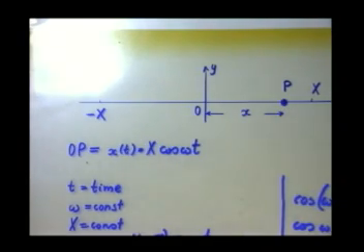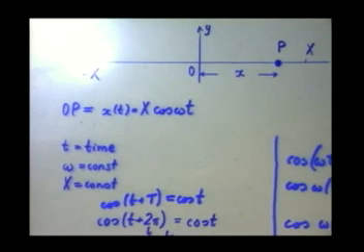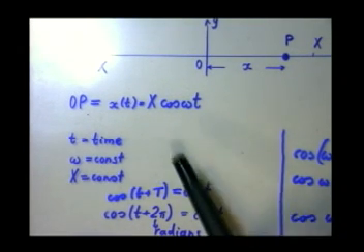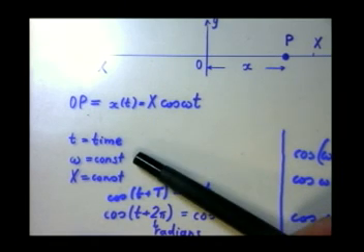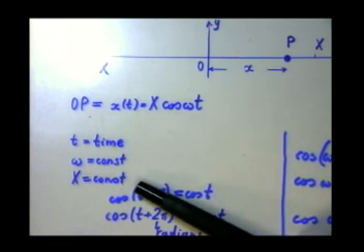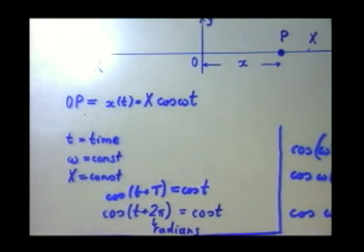Nothing else. So this can be written as OP equals capital X times cosine omega t. And what is t? t is time. Omega is some constant. Capital X is also a constant. So now we would like to analyze this system. What is this system's period, frequency, etc.? That we would like to know. This is the simplest possible periodic motion.